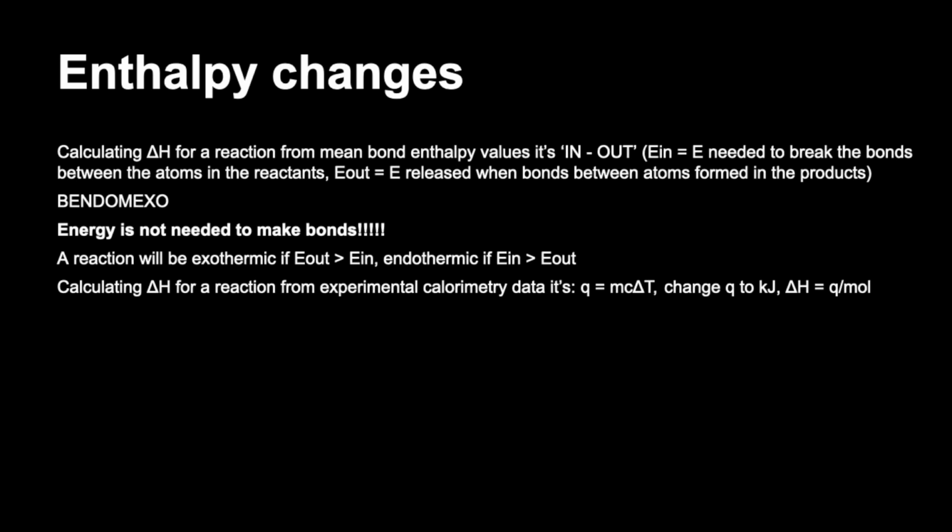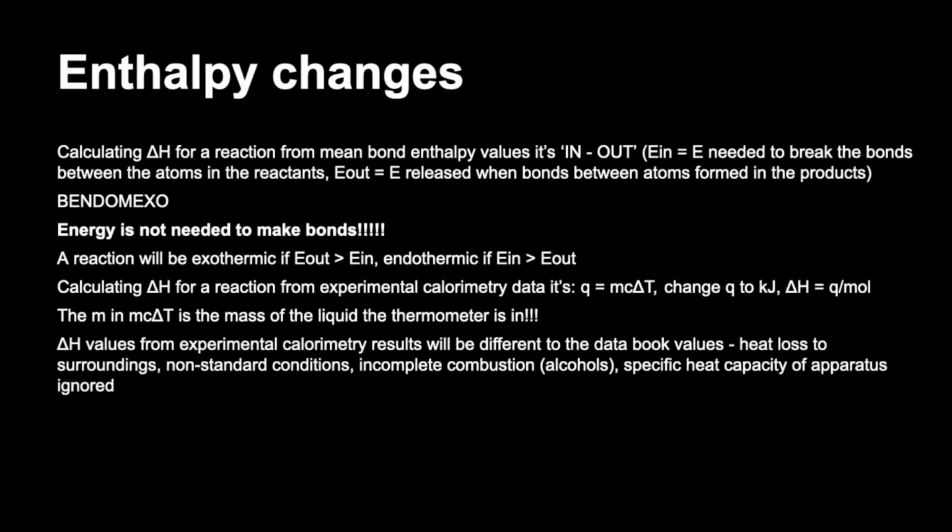If you're calculating the enthalpy change for a reaction from experimental calorimetry data, it's Q equals mc delta T. The Q is the energy transferred to the surroundings. Often it's a solution in a beaker or water in a beaker. Once you've got your Q, you change that into kilojoules, and then to get delta H, the Q in kilojoules is divided by the moles involved in the reaction. The m in the mc delta T calculation is the mass of the liquid that the thermometer's in. Often students pick the wrong mass. Wherever the thermometer is, that's the mass we use in Q equals mc delta T.